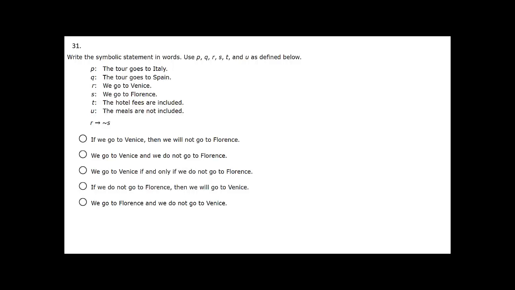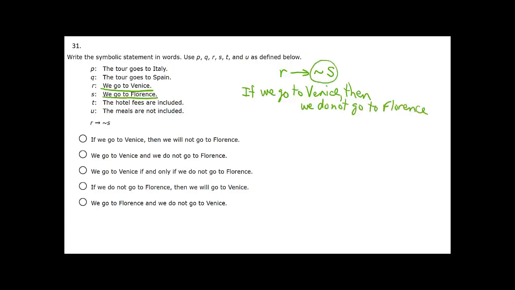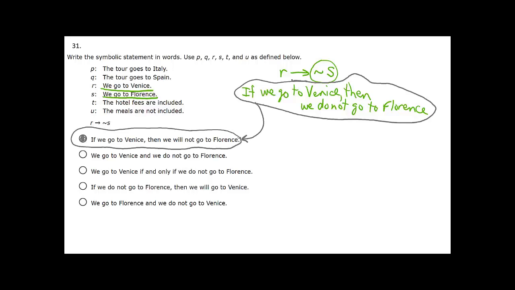Remember, implication is really if-then. So another way of saying that is if R, then not S. So if you're looking at that, if we go to Venice, because R is we go to Venice, then what? It's the negation of S. S is we go to Florence. So the negation is we don't go to Florence. So it would be if we go to Venice, then we do not go to Florence. It's the first choice.